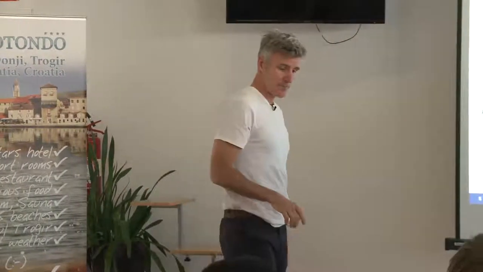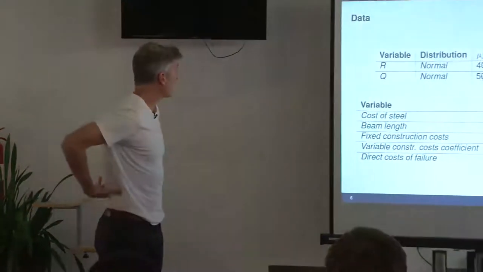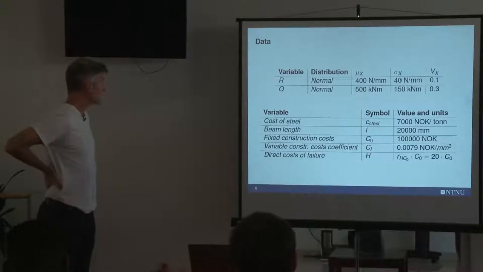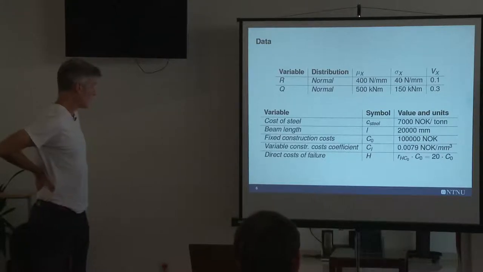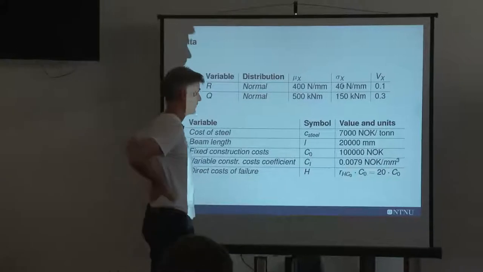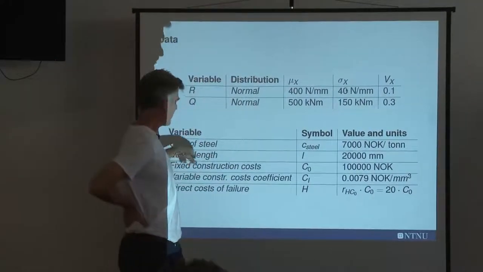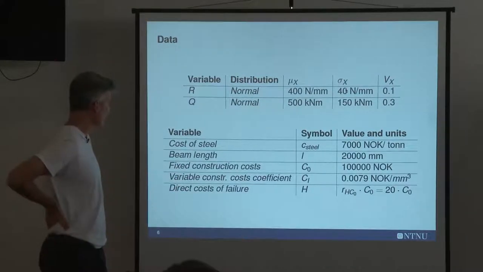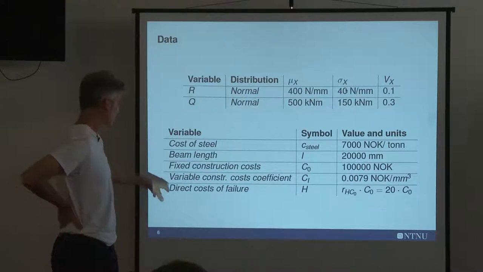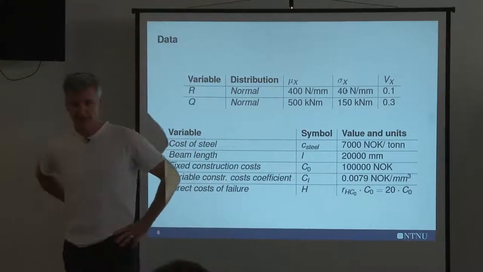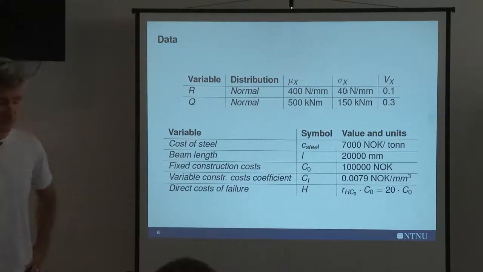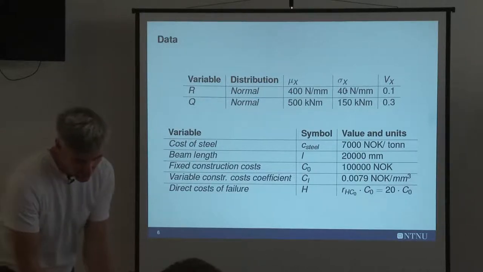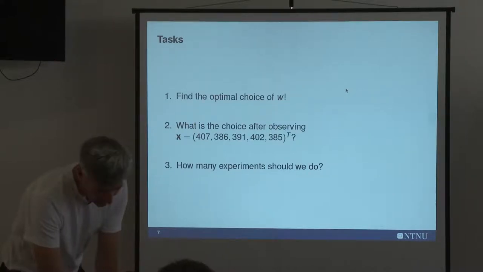So we have some parameters given for the normal distribution. So we have the steel yield capacity, and we have Q, and we have some costs. For instance, we have some costs for the steel, or we have some other variables. Then costs also, we have the span of 20 meters. We have some fixed construction costs, and we have some variable construction costs, or we have some variable construction coefficient that is multiplied to the choice of W. And then we have the direct costs of failure. Oh, it should be the indirect costs of failure H, which is expressed as a function of the fixed construction cost. So this is now many, many assumptions, and you don't know, of course, how to put them in your example. But first, I give you some hints then.